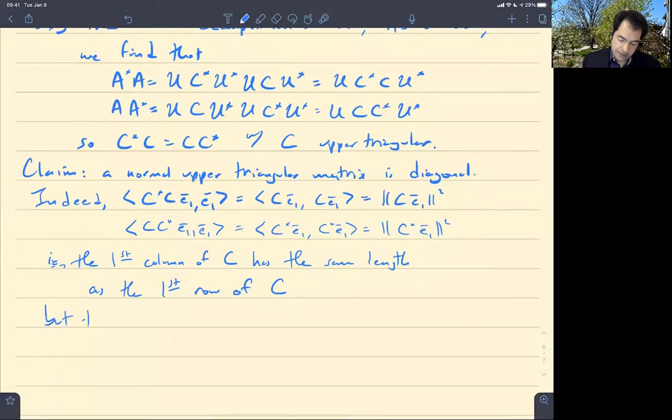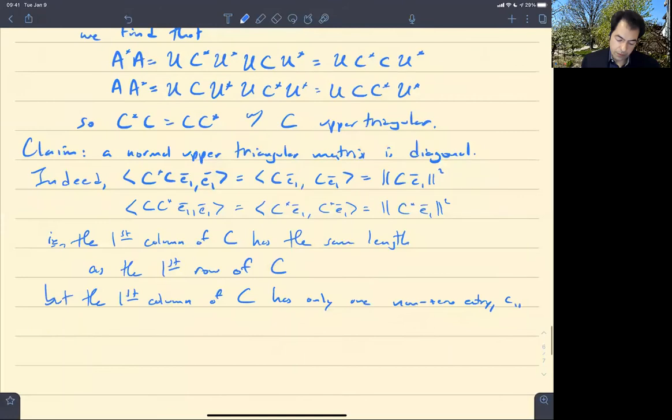But the first column of C has only one non-zero entry, C11, which it shares with the first row of C, right? So if you have these two vectors, they have the same length and the same first entry, and one of the vectors has all of the other entries equal to 0, then the other vector also has to have all of the other entries equal to 0.